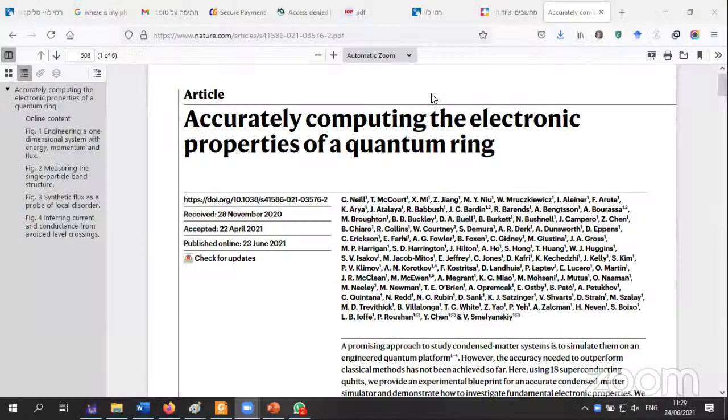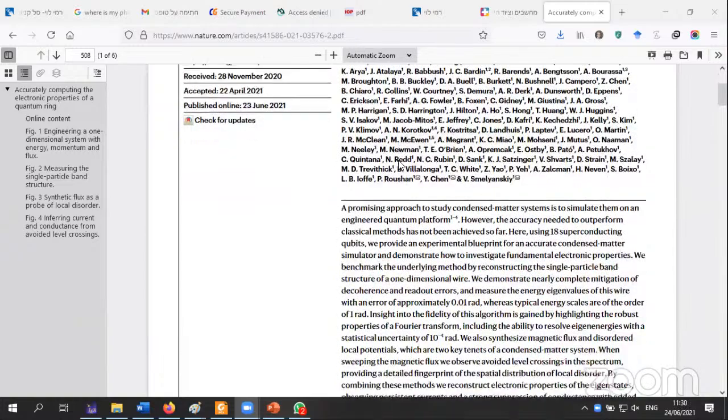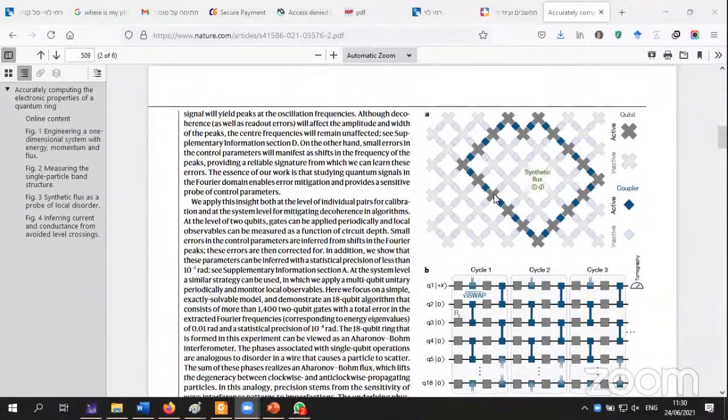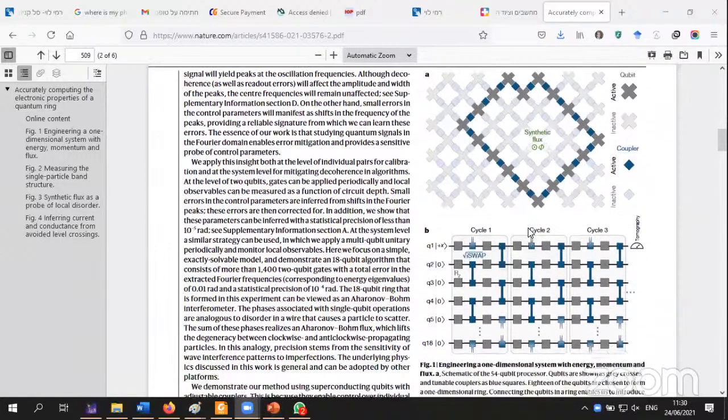The paper. Yeah, I'll open it up. Accurately computing the electronic properties of a quantum ring. Okay, so this is a paper on the Google quantum computer, and they realize basically a one-dimensional wire of fermions using qubits. So this is related to this Jordan-Wigner transformation in which you map spins or qubits into fermions.